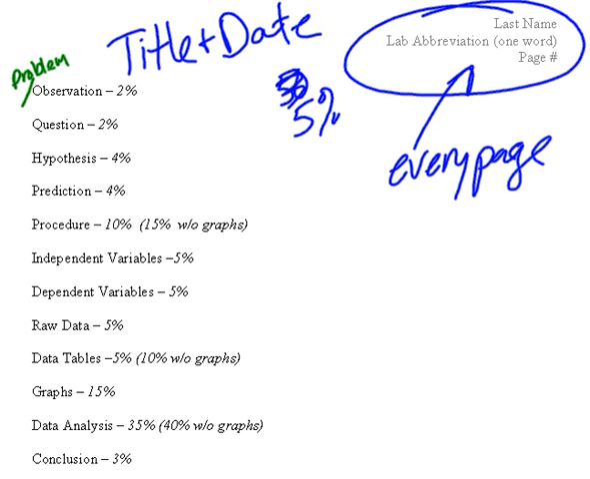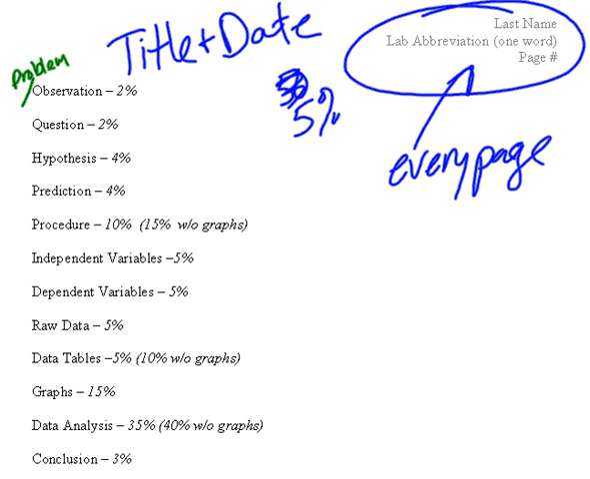All right. After that procedure, you're going to have your independent variable and your dependent variable. Just list them out. They don't need to be in complete sentences. Just say independent variable, colon, and then this is it. Okay, and the same thing with your dependent variable. After that, I want you to see your raw data. These are the calculations and the work that you need to show.